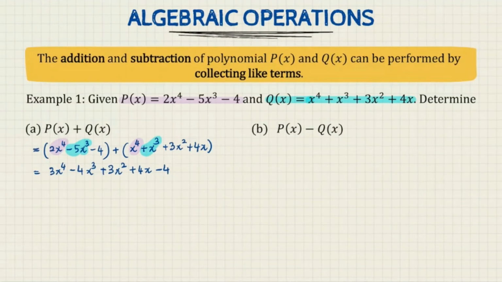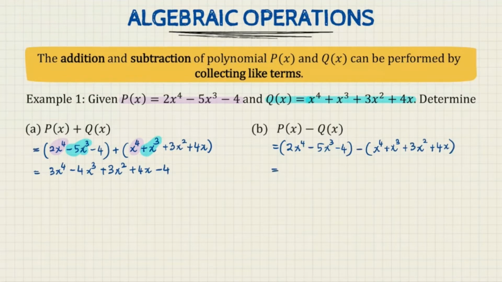Okay, so the terms that are the same, like x power of 4, x power of 3, if there are the same things, we will add or subtract their coefficients. So that one is for plus. Now for minus, p(x) minus q(x). So 2x power of 4 minus 5x cube minus 4 minus x to the power of 4 plus x cube plus 3x square plus 4x.